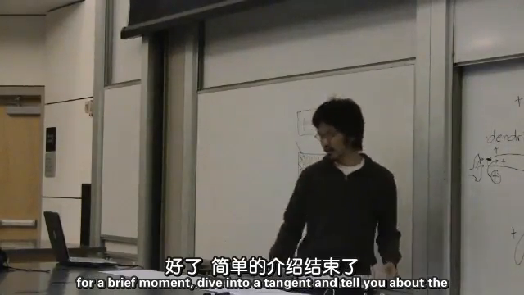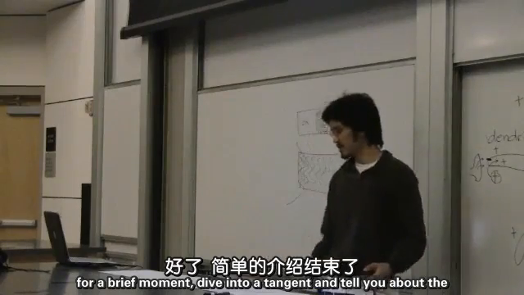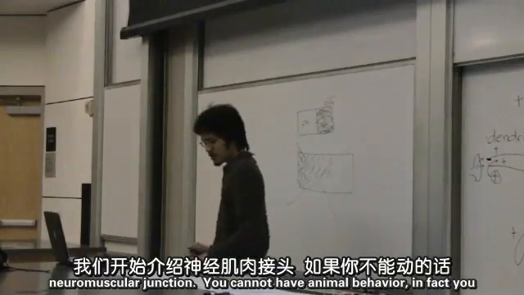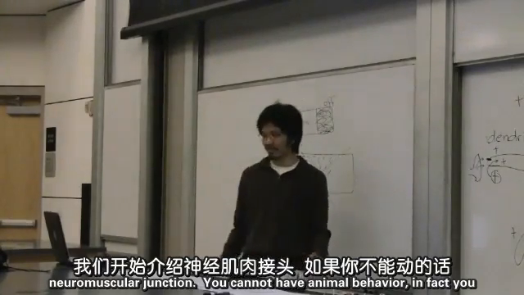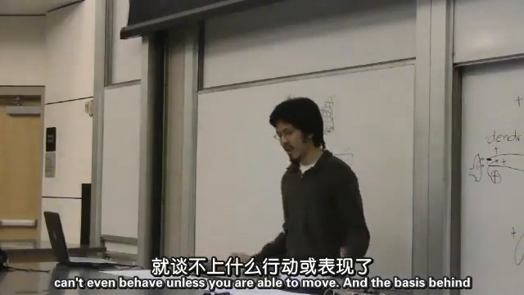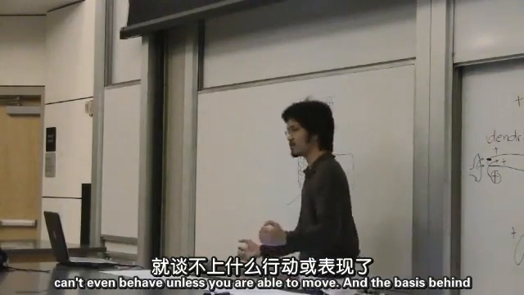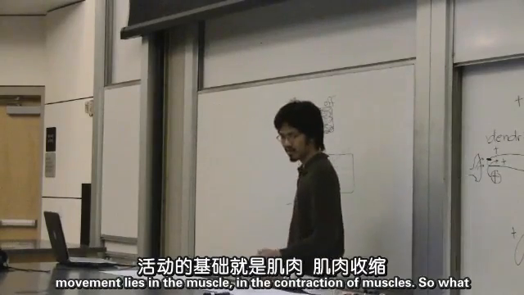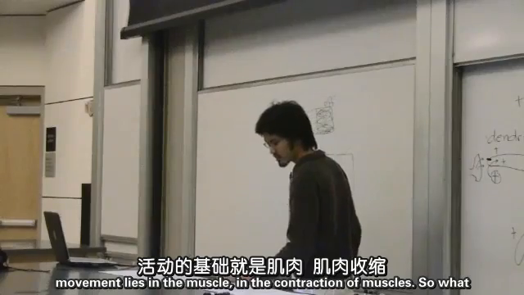So I'm going to, for a brief moment, dive into a tangent and tell you about the neuromuscular junction. You cannot have animal behavior. In fact, you can't even behave unless you are able to move. And the basis behind movement lies in the muscle, in the contraction of muscles.